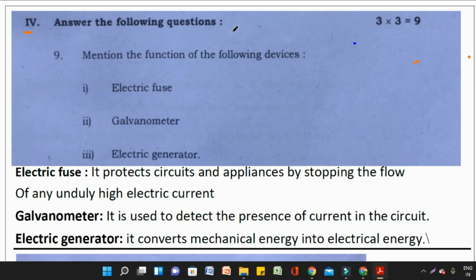Fourth section, answer the following questions. Three questions, each question carries 3 marks, total 9 marks. Mention the function of the following devices: electric fuse, galvanometer, electric generator. Electric fuse protects circuits and appliances by stopping the flow of any unduly high electric current. Galvanometer is used to detect the presence of current in the circuit. Electric generator converts mechanical energy into electrical energy.